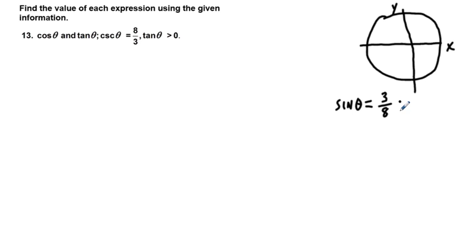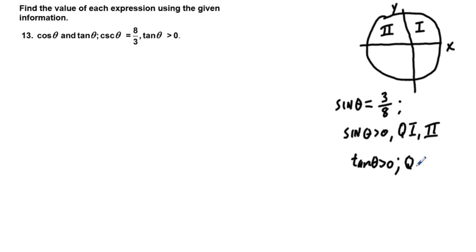And therefore, that's going to be positive. So sine theta is greater than 0 where? Quadrants 1 and 2. And then we have tangent theta is greater than 0. Well, tangent theta is greater than 0 where? Well, quadrants 1 and 3, because sine divided by cosine, quadrant 3 is going to be positive. So between these two, what do these two have in common? Well, definitely we're talking about quadrant 1. So all the trigonometric ratios are going to be positive here.